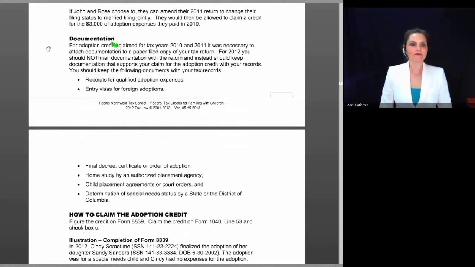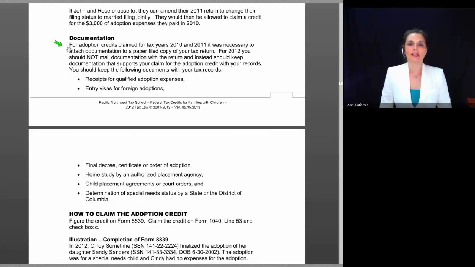Documentation. For adoption credits claimed for tax years 2010 and 2011, it was necessary to attach documentation to a paper filed copy of the tax return. You couldn't e-file for those two years. But for 2012, you do not mail documentation with the return, and instead you should keep those documents that support your claim for the adoption credit with your records.